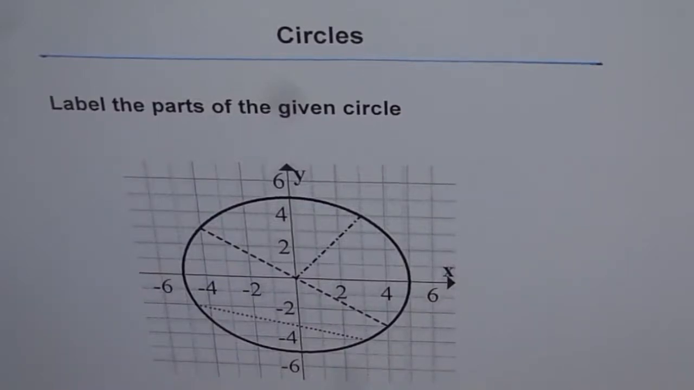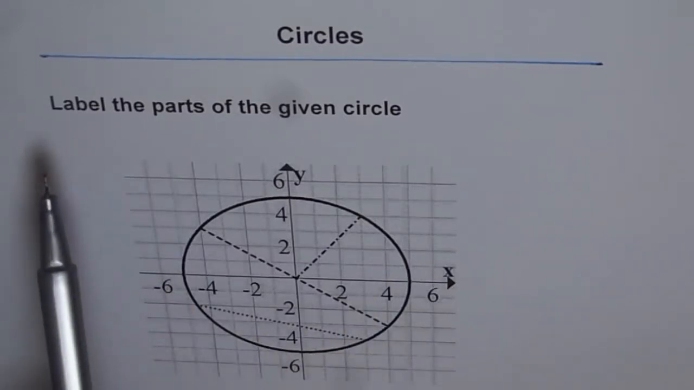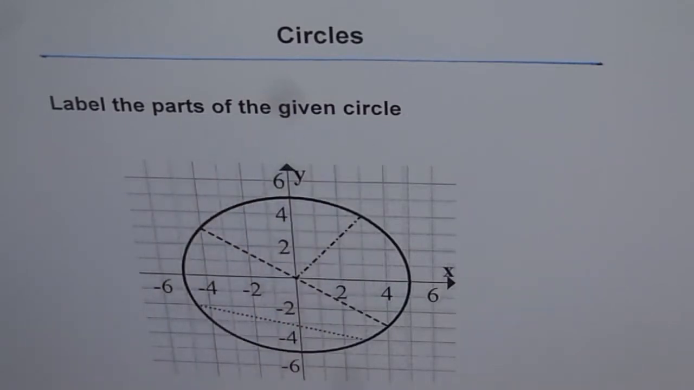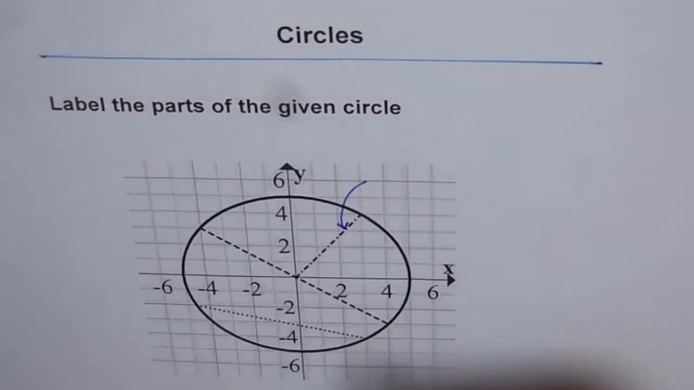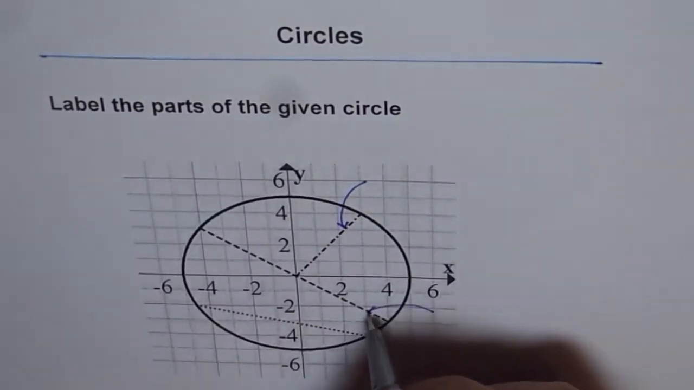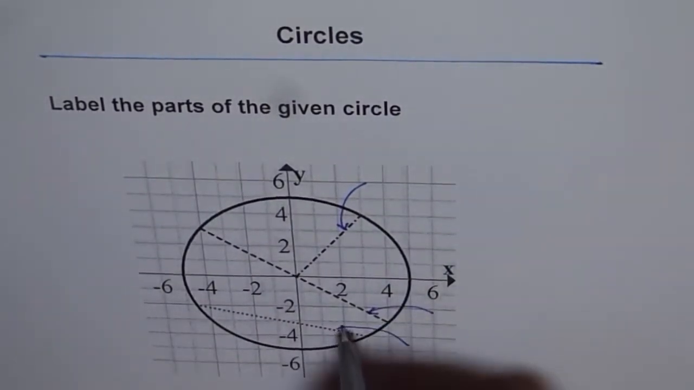Here is a question for you on parts of circles. So we've drawn a circle and shown different dotted lines here, right? You need to label the parts of the given circle, right? So you need to label, what is this? What is this called? What is this line called?